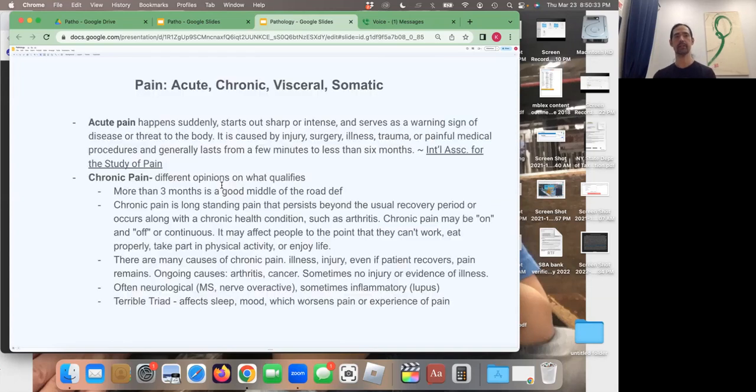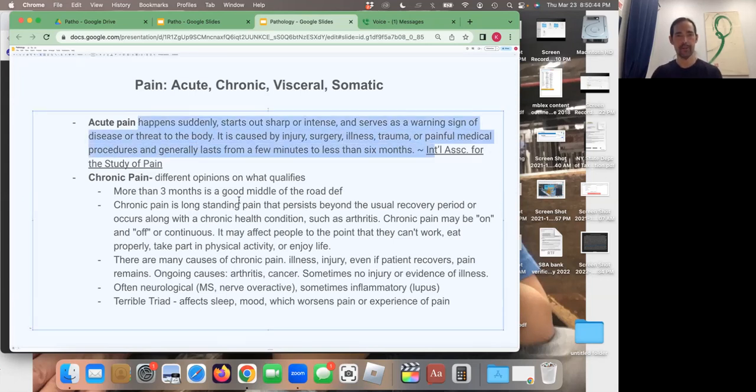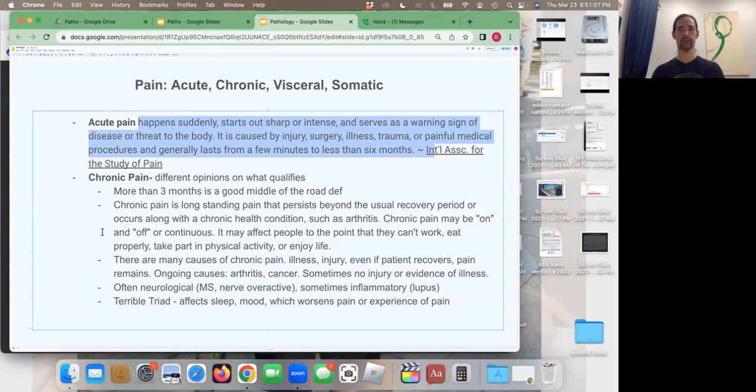All right, let's look at acute pain versus chronic pain. I'm going to tell you about visceral and somatic because I don't have a slide for it. Acute pain, let me just read this whole thing for you. Acute pain happens suddenly. It starts out sharp or intense and serves as a warning sign of disease or threat to the body, like an ankle sprain or a fracture. It's caused by injury, surgery, illness, trauma, or painful medical procedures. It generally lasts from a few minutes to less than 6 months. That's from the International Association for the Study of Pain.